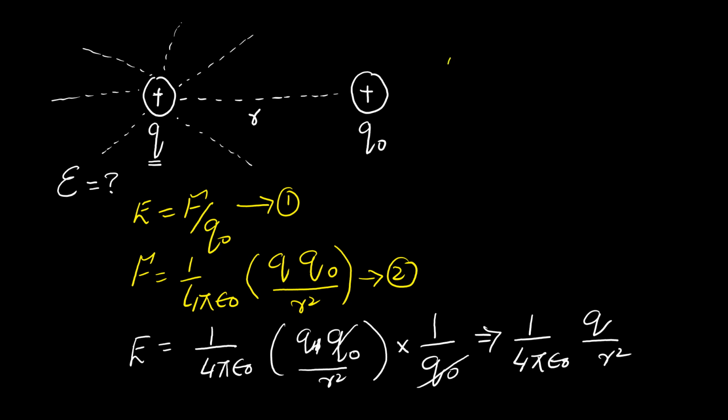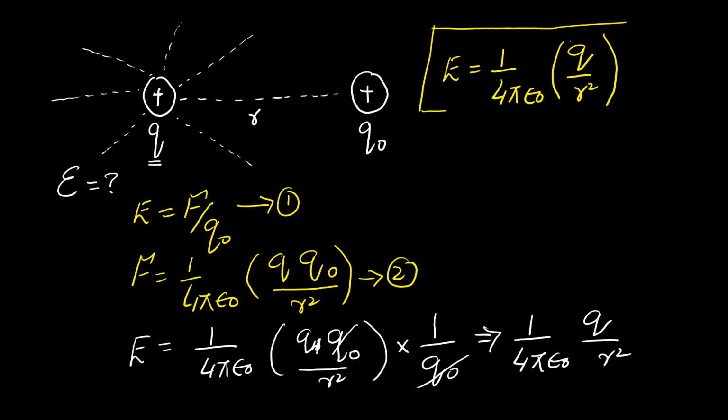So electric field intensity E becomes 1 over 4 pi epsilon naught into Q divided by r squared. From this equation, we can calculate the amount of electric field intensity at different points near the point charge Q.